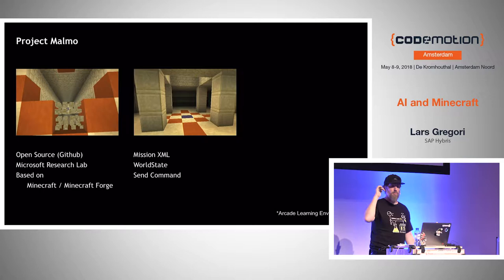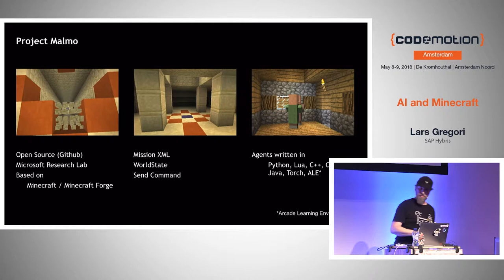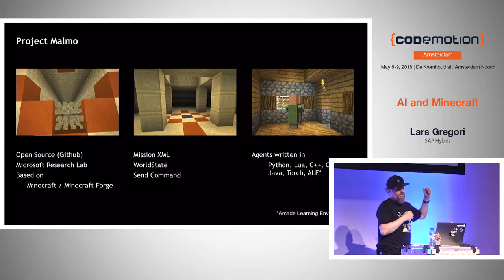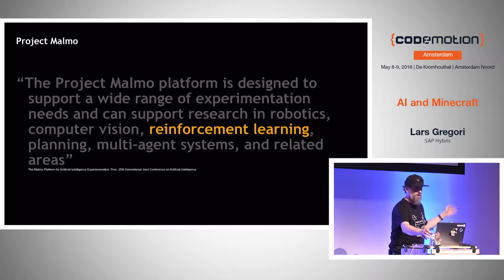With Malmo, you have a mission XML file, so you define your scenario with all the pieces. You get a world state, and you can send commands to one agent. The agents are written in Python, because we are doing machine learning and that's Python. Lua, because Torch is also part of Malmo. C++, the backend was written in C++. C#, because it's Microsoft. Java is also available. And the Arcade Learning Environment is something like OpenAI Gym for Atari games. I will show something later on.